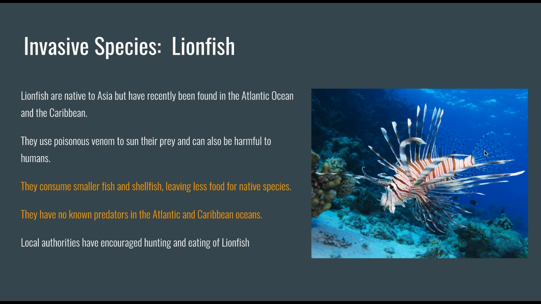And the lionfish, this is probably the coolest one, I think, but it's very, very dangerous. Sometimes we can actually see these on Long Island in the summer. They're poisonous and they consume shellfish and other small fish, leaving no food for everybody else. And they're really poisonous and they hurt.